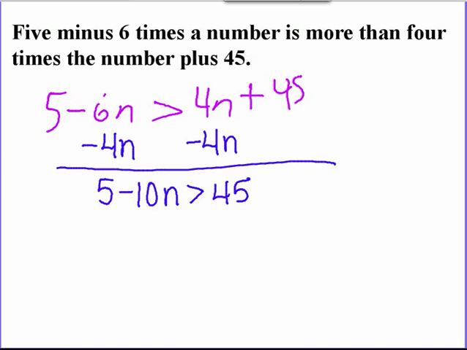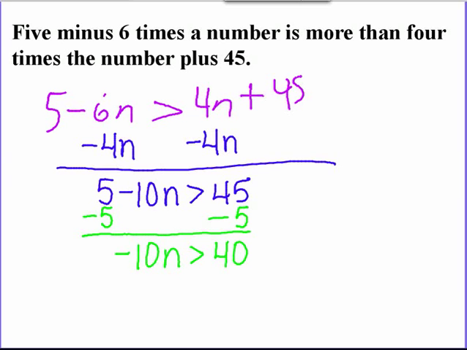So then now I'm going to subtract 5 from both sides. And I get negative 10n is greater than what? 40. So then now what do we do? Divide by negative 10. Now remember, whenever I divide by a negative, that's going to flip this inequality. Flip it the other way. So I should get n is less than negative 4.